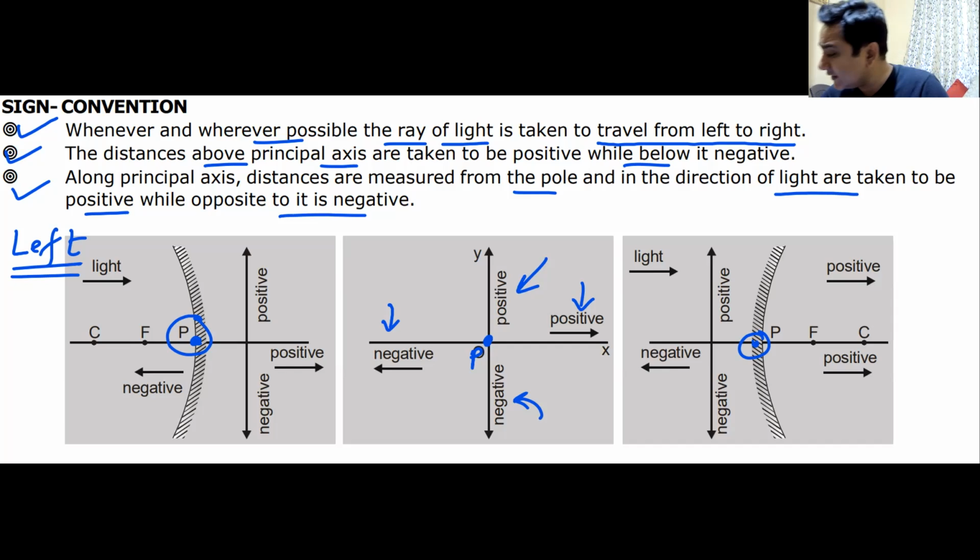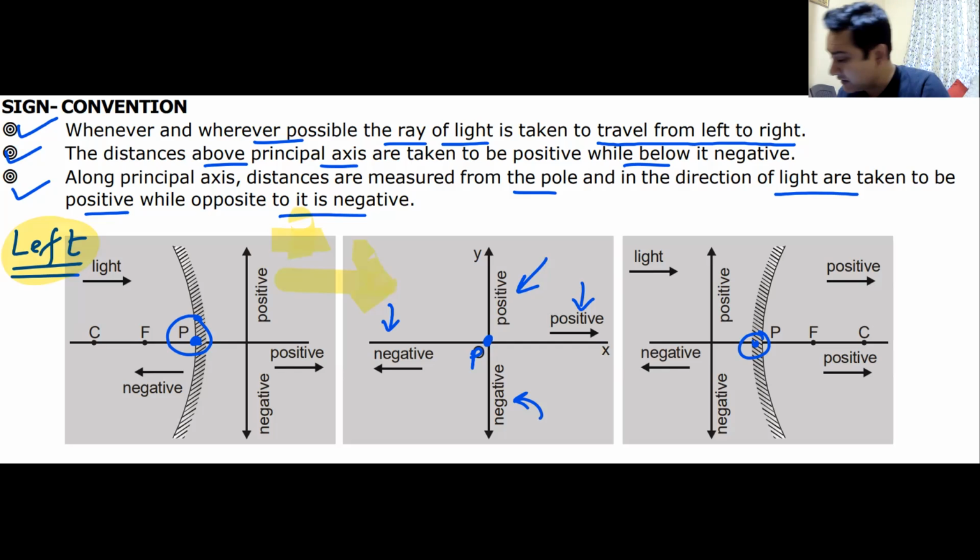In most cases, light will be traveling from the left. So everything on this side is positive. I hope you understand this. It's just like your XYZ system. This is positive, this is negative, this is positive, and this is negative.